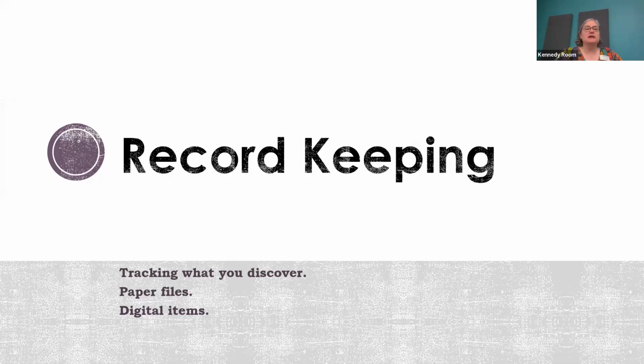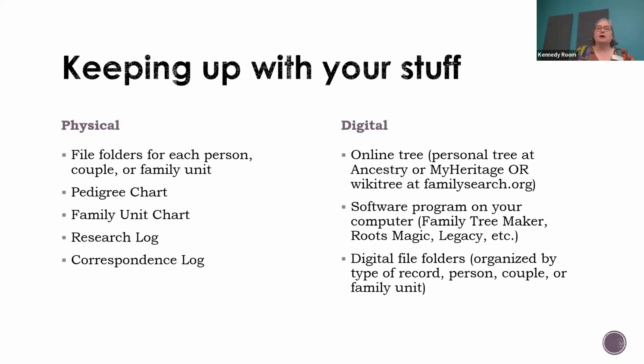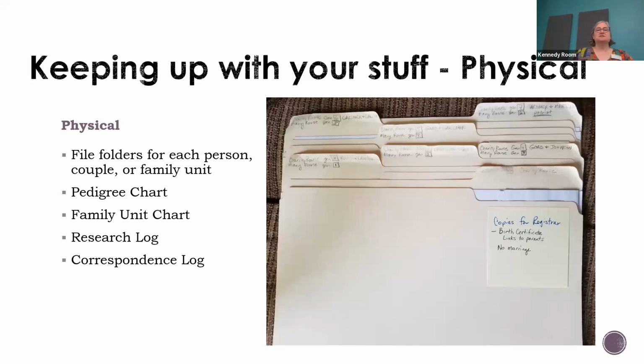So, record keeping. Track what you discover. Paper files and digital files are our two big options for how you keep up with your stuff. So, we'll talk about the physical, we'll talk about the digital. Physical stuff. You can go older school, have file folders with the person or the couple or the family unit. You can do a pedigree chart. I'll show you an example of that. Family unit chart. A research log can help you track what you've done, and a correspondence log when you wrote off for something.